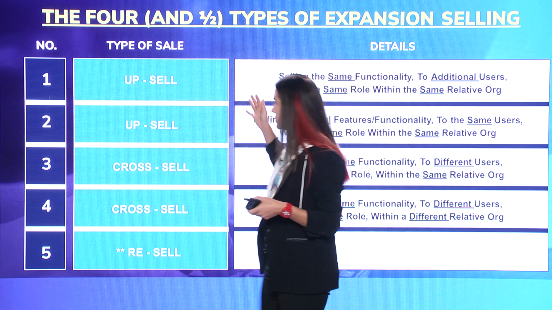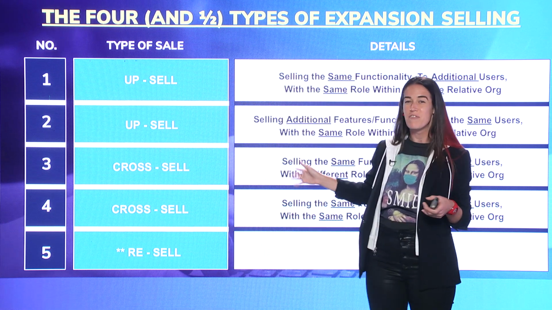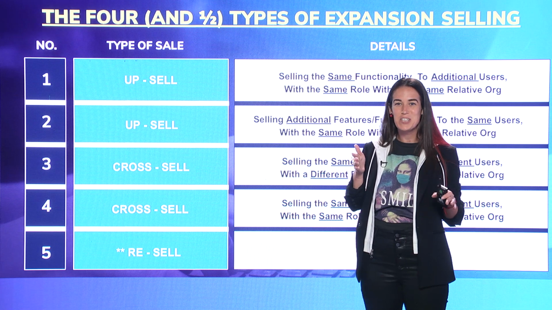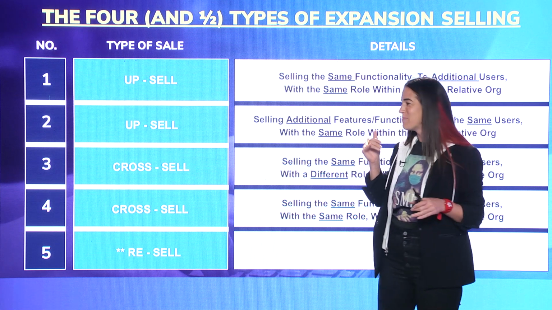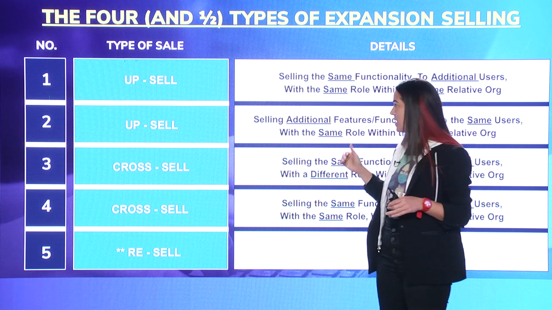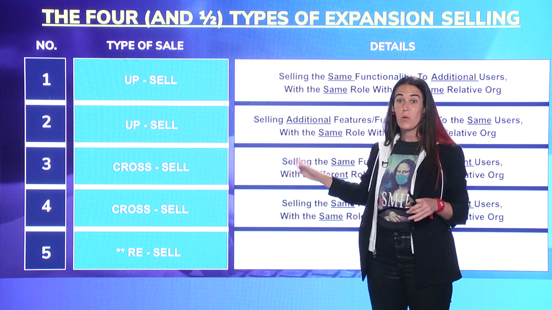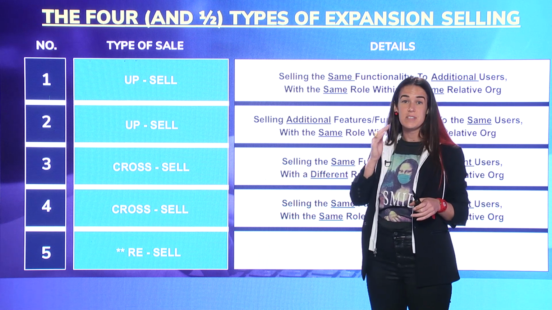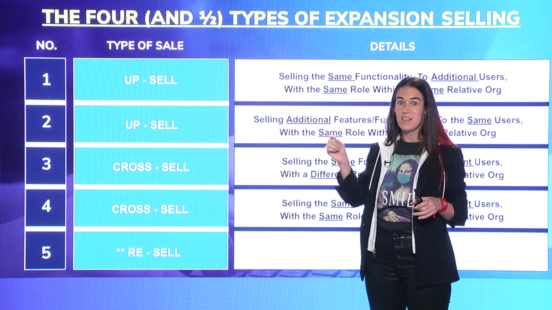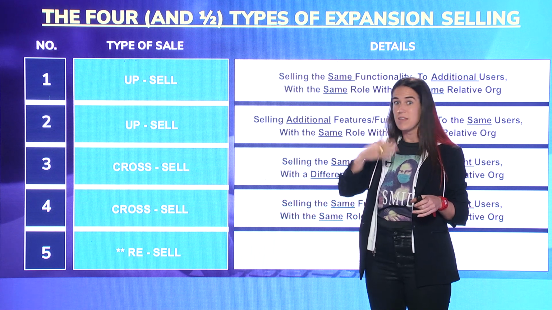But those 4 were standing. There is a 4.5 that I would kind of consider expansion selling, but it's not necessarily expansion selling on paper, and that is a resell. So a resell is when your user or your decision maker, or whoever signed on the dotted line, churns. Let's say they move on.